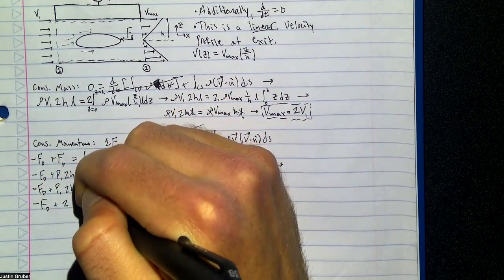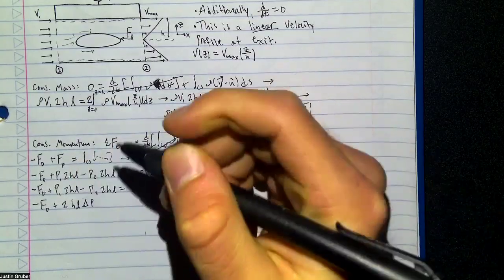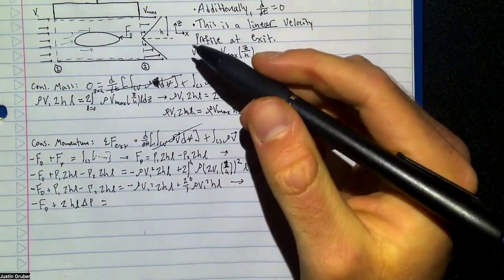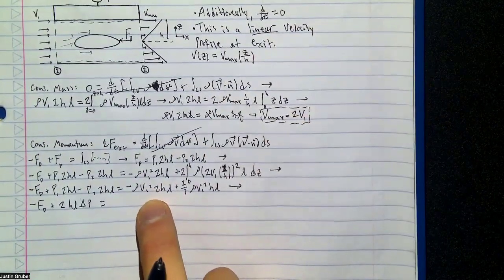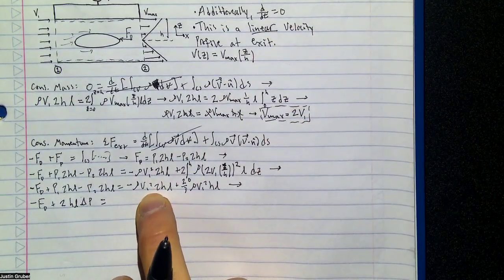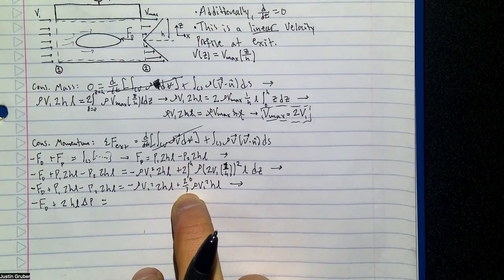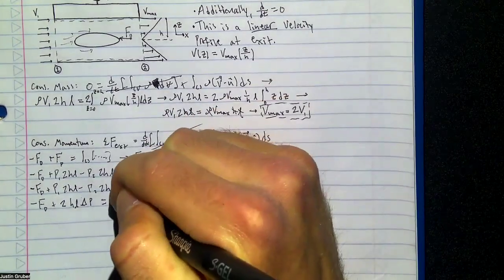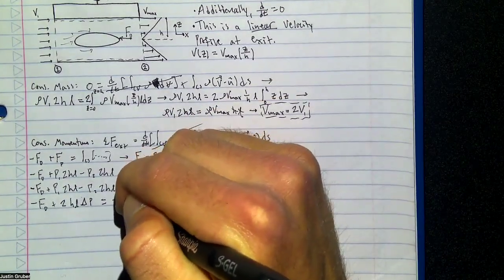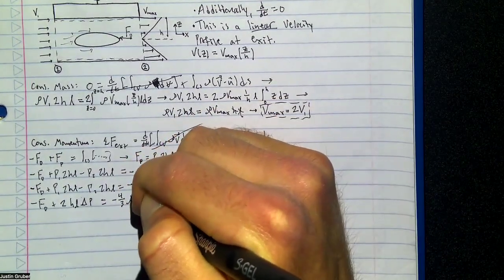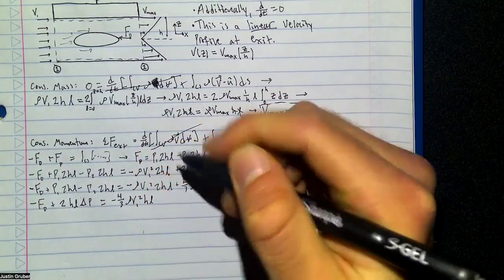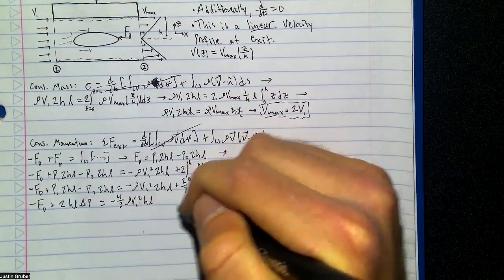I'm just going to call this delta P now. P1 minus P2 is delta P equals, what's 2 minus 2/3? Is that 4/3? So we have minus 4/3 rho v1 squared HL, right? Solve for FD.